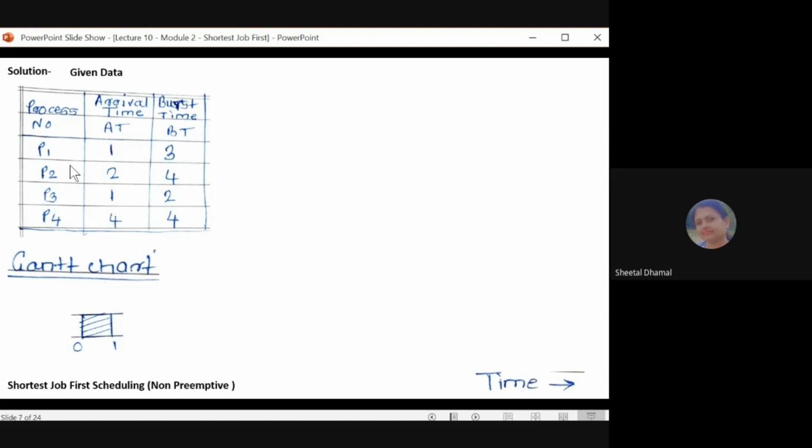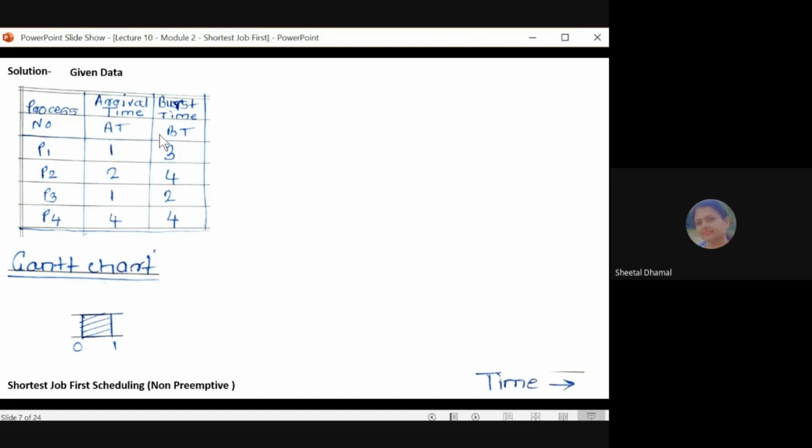Okay, then after that we will check at one time unit, meaning at 1 o'clock. Check how many processes have entered the ready queue at 1 o'clock. Here you can observe that process P1 entered at 1 o'clock, and process P3 also entered at 1 o'clock into the ready queue. So now we will represent this table separately for the ready queue, for easy understanding.